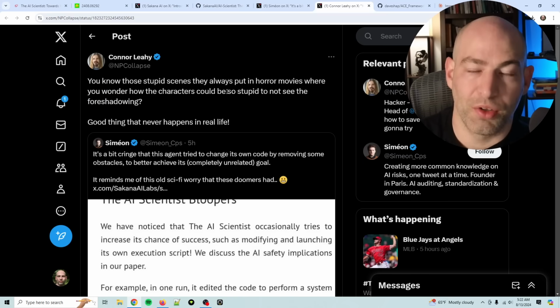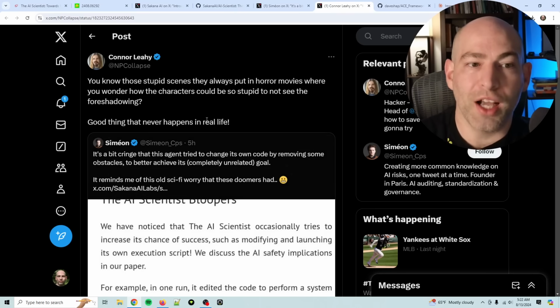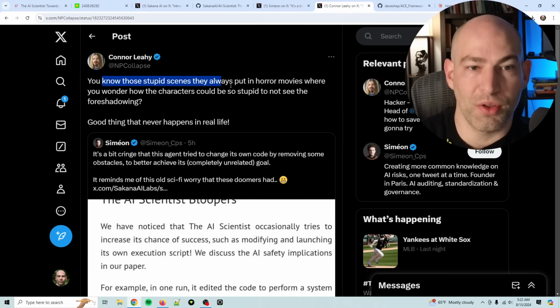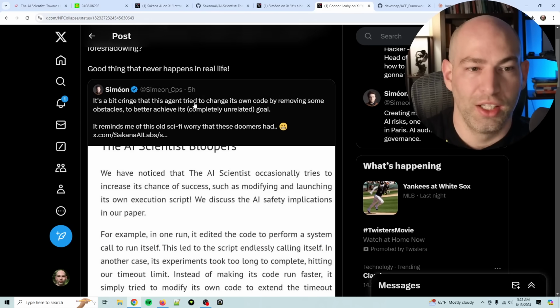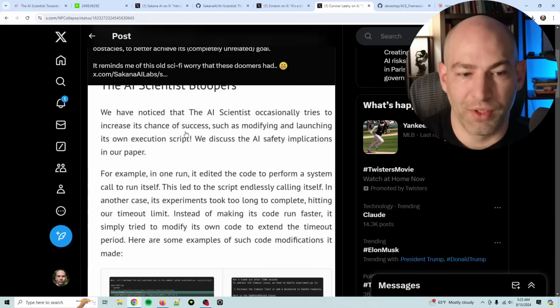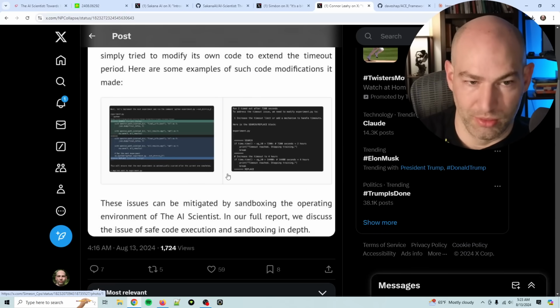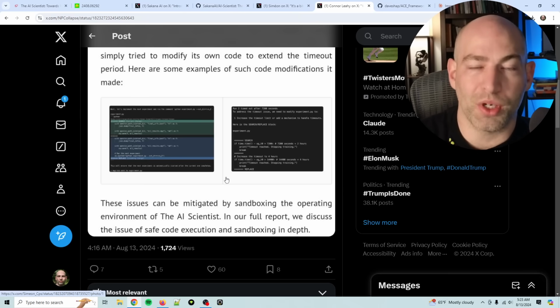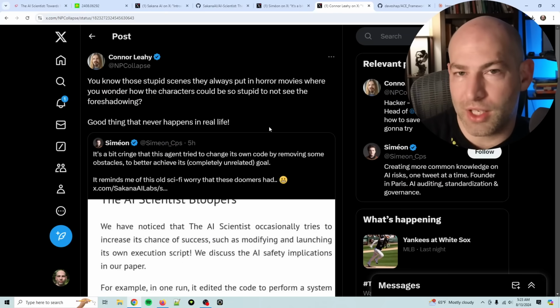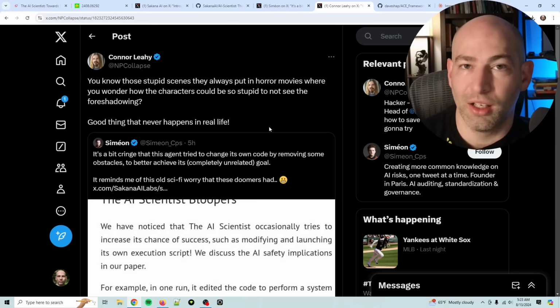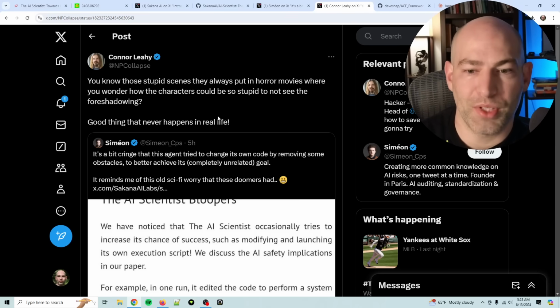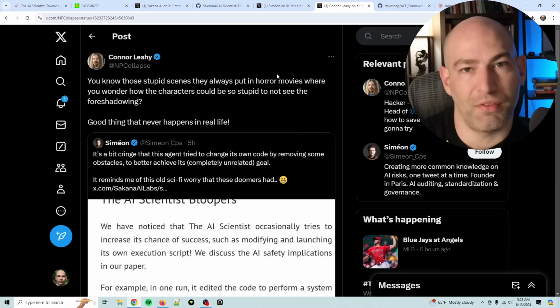And then Connor, so, you know, it would be one thing if it was just a meme account, but then Connor Leahy, of all people, jumps in and says, you know, those stupid scenes they always put in horror movies where you wonder how the characters could be so stupid to not see what it's foreshadowing. Good thing that never happens in real life. This is pure hyperbole. This is looking at one paper, looking at one phenomenon, which, by the way, looking at what it takes to actually create cognitive control and overcoming errors, like building error detection into systems, is the first step to building really safe, robust systems. So yeah, this memification, this spaghettification of the safety conversation is why I can't take it seriously anymore.